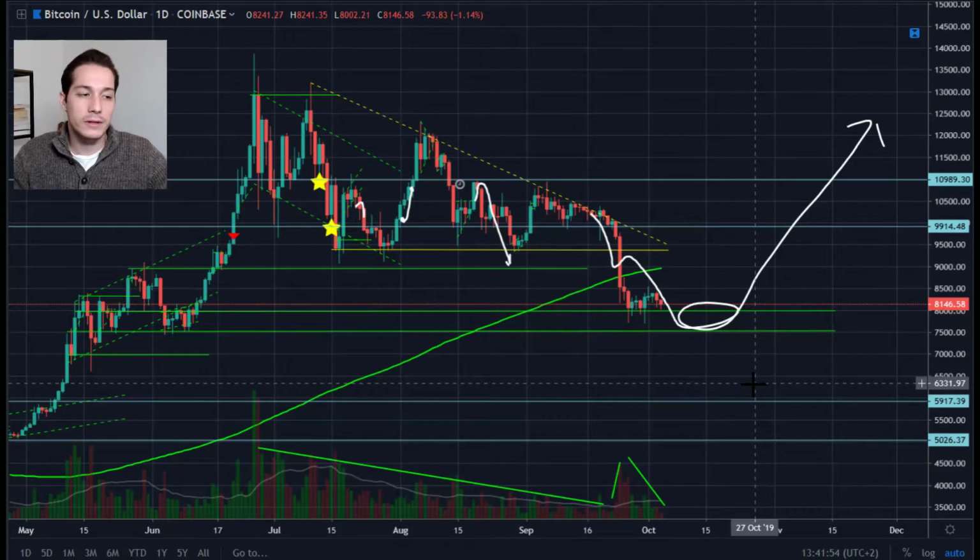Like I said before, technical analysis is not about predicting the price. It's simply about giving you a framework to identify where good entries and exits might be for your trades or investments. So that's all we're trying to do here. We're not really trying to guess which way the price is going. We're just trying to be ready for whichever way it does go.